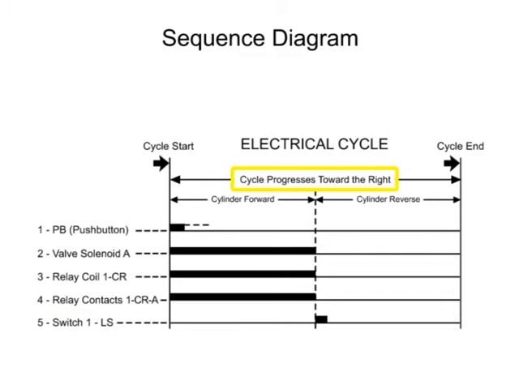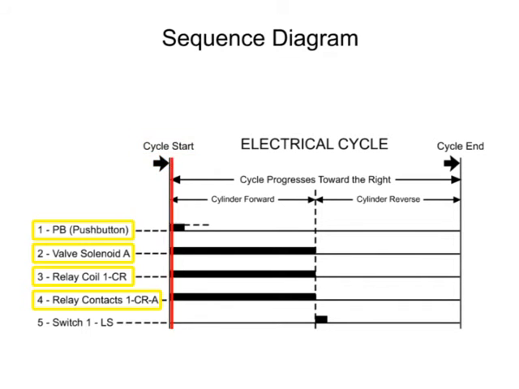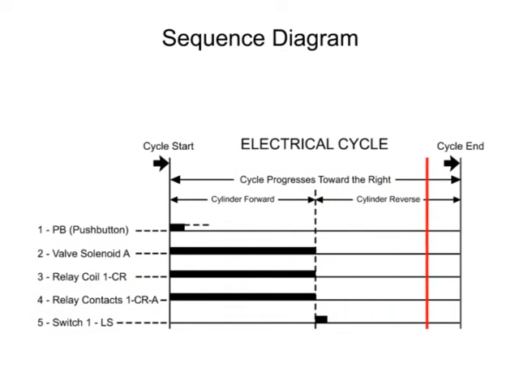It should be noted that this width may not necessarily correlate to a specific time, such as 1 second or 1 minute. Rather, the purpose of the horizontal line is to show each component's state in relation to the other components. The start of a typical cycle is annotated at the left vertical line marked Cycle Start. The action progresses toward the right until the end of a cycle at the vertical line marked Cycle End.